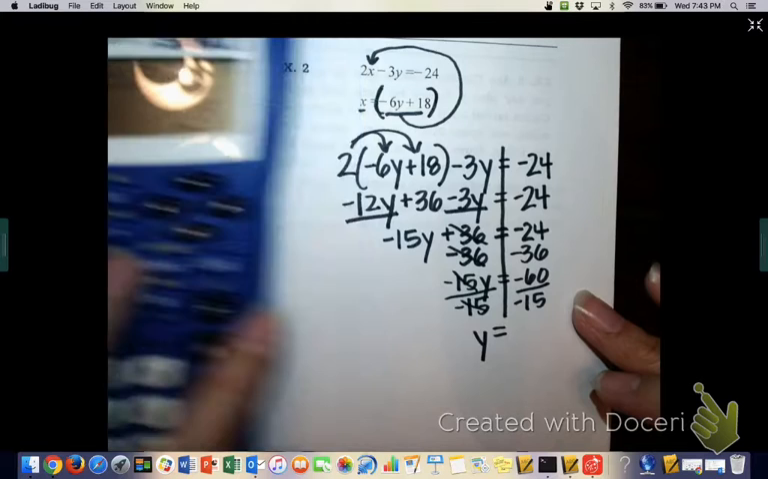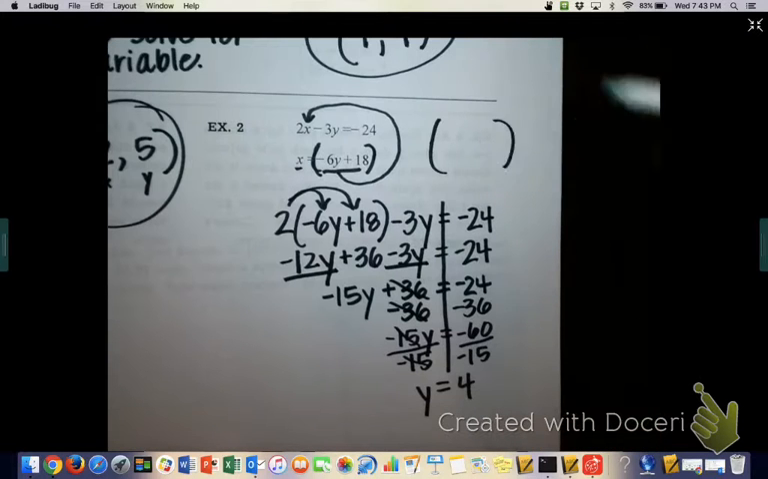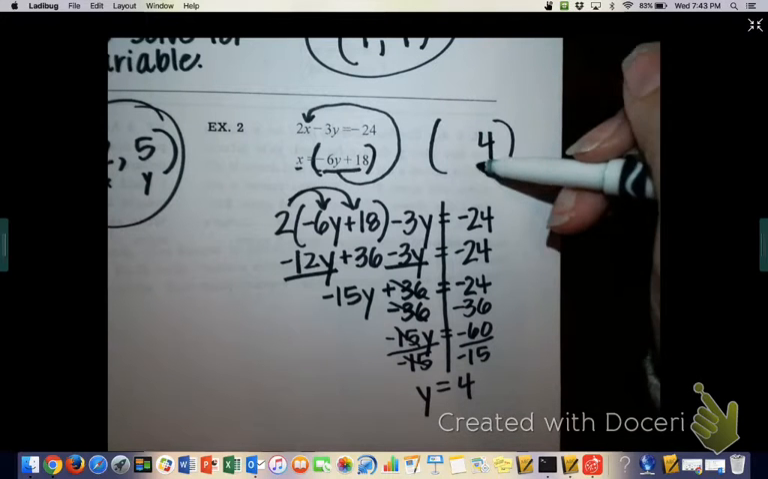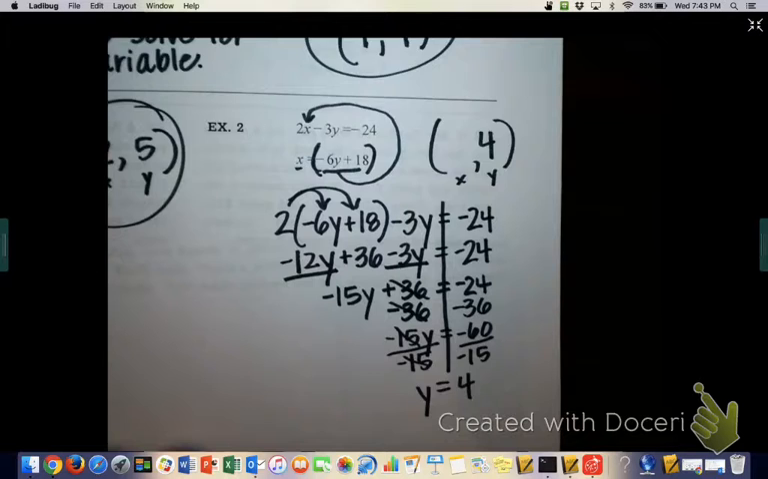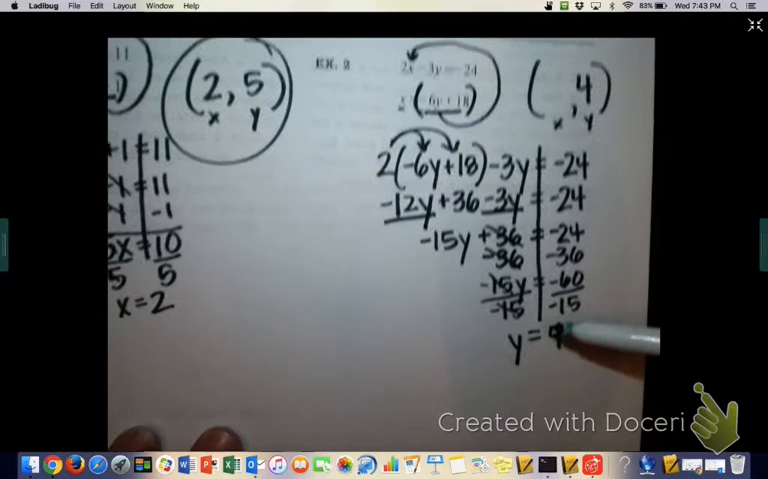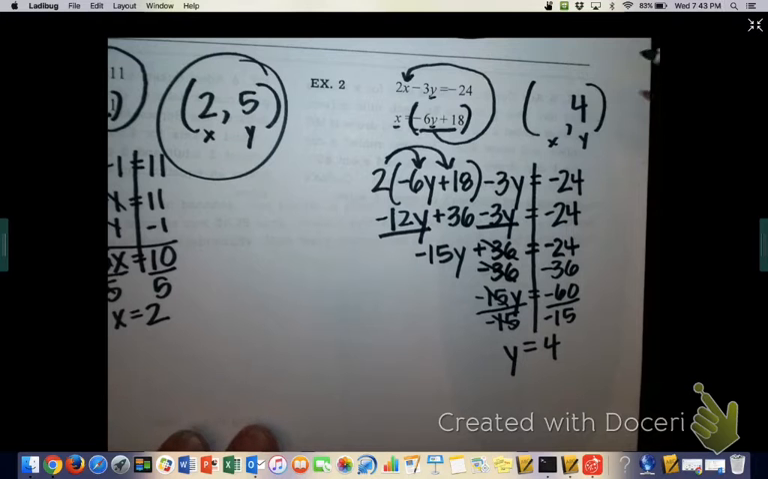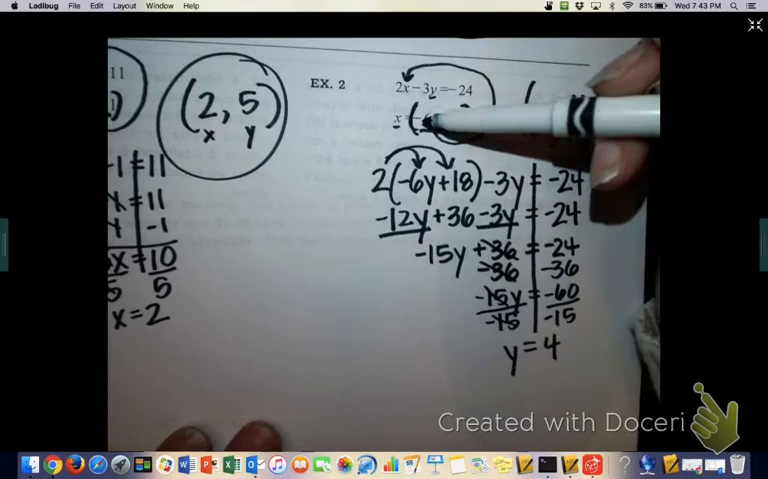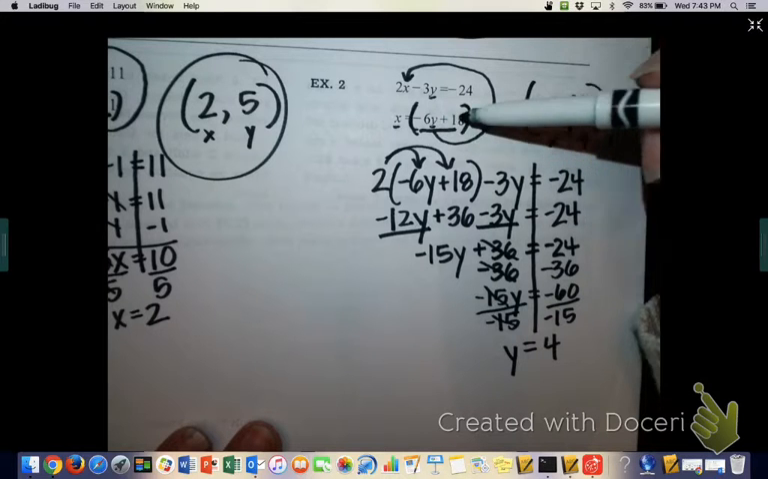Okay, that is only part of our answer. Remember, we need an answer in a coordinate, and that is only our y coordinate. So now we need to solve for the x coordinate. So we're going to take y equals 4, and we're going to plug it in for either this y or this y, and it does not matter which one. I would always use the one that's already basically solved for x, so negative 6 times 4 plus 18 to get x.